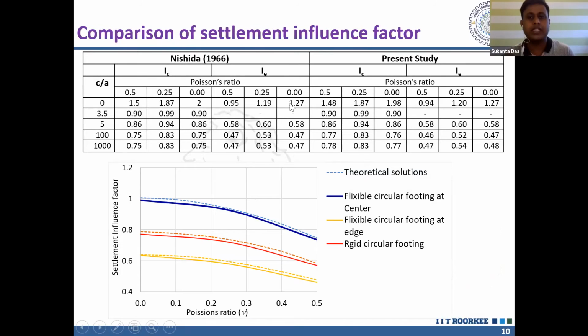Again, here an extensive comparison with past results has been shown in terms of the influence factor, and the influence factor has also been presented with the theoretical solutions available for flexible footing and for rigid circular footing. As we know, in the case of a flexible circular footing, the contact pressure is different. So the maximum settlement is found at the center for flexible footing, but for rigid footing, the settlement beneath the footing is almost equal. From this figure, we have found good agreement and quite reasonable results.